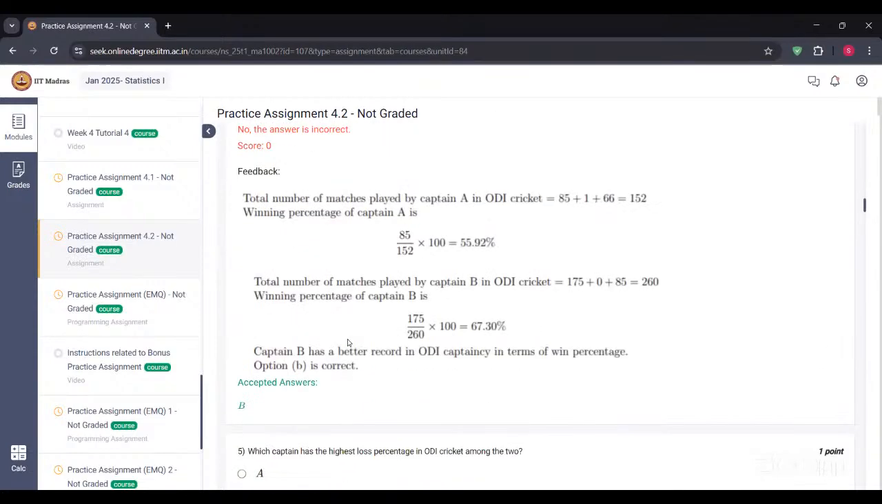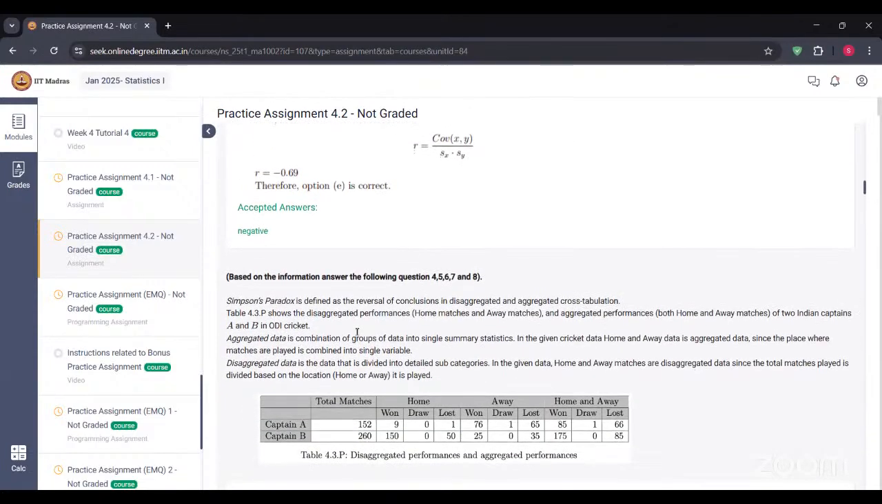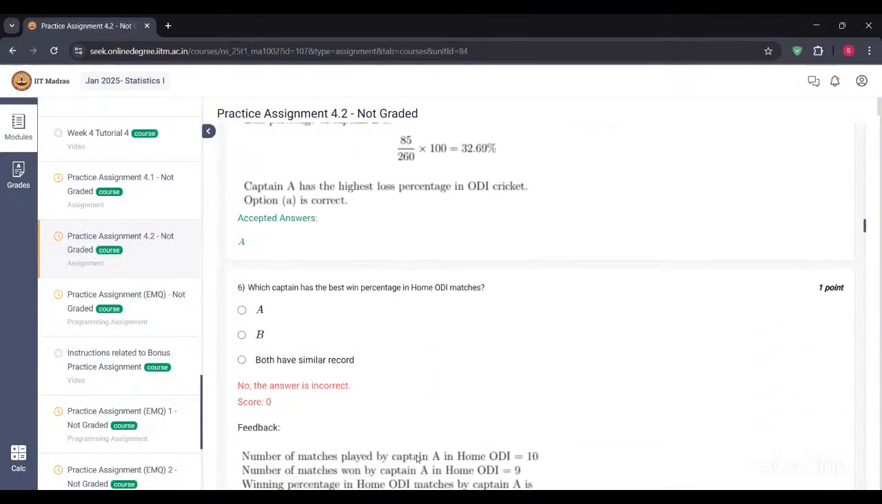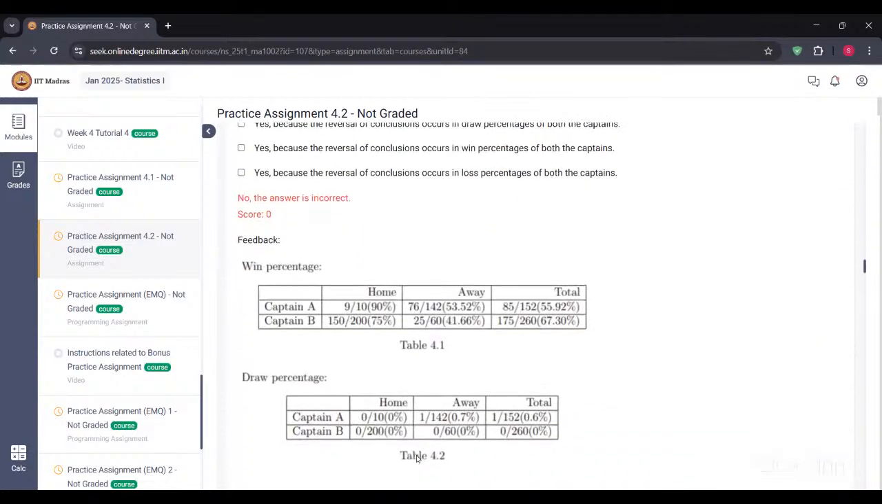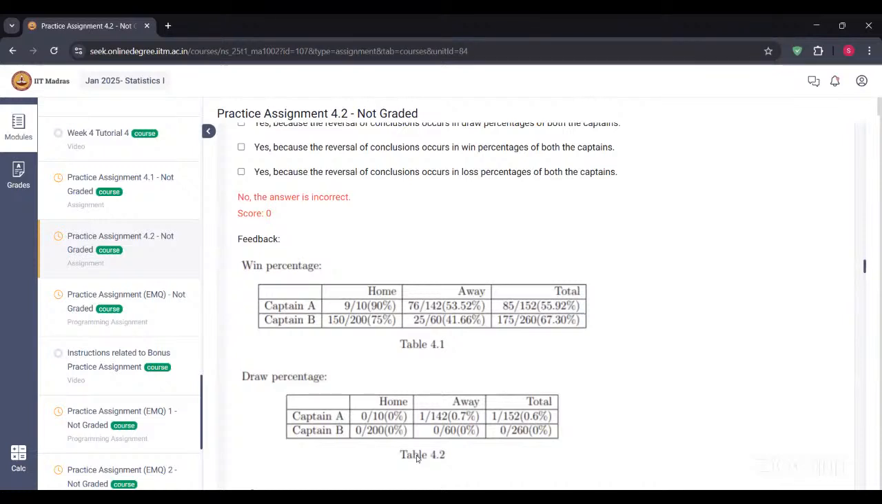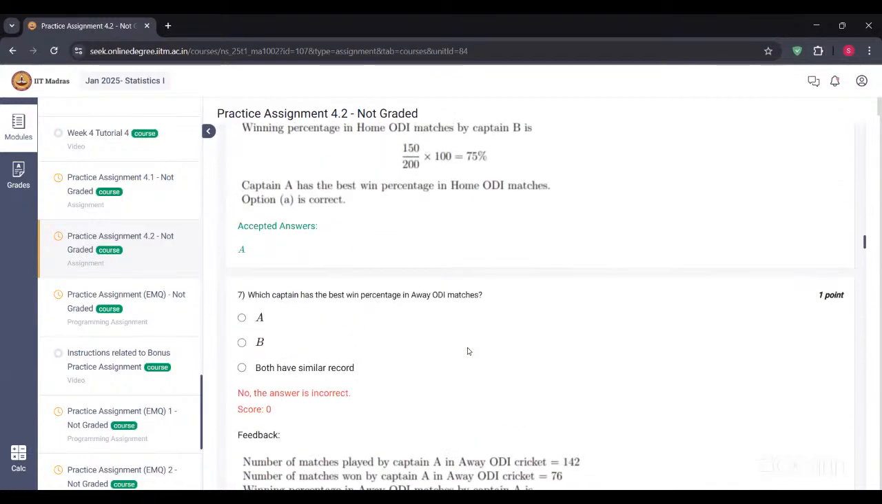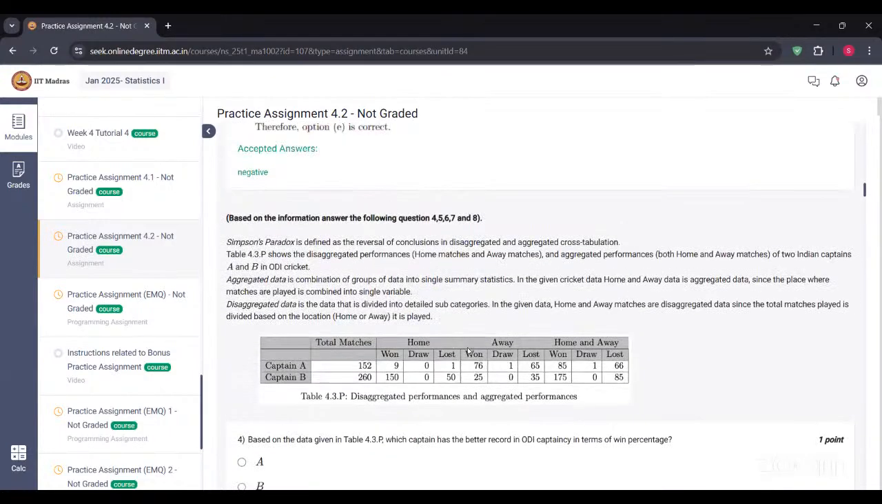So I think it doesn't matter how large or small the sample is. You are saying that it remains 90% only. Yeah, convert it: if he's playing 200 matches at home, Captain A will win 180 matches. So the percentage will remain the same, that is 90%. But that's if he actually has played 200 matches and won 180.